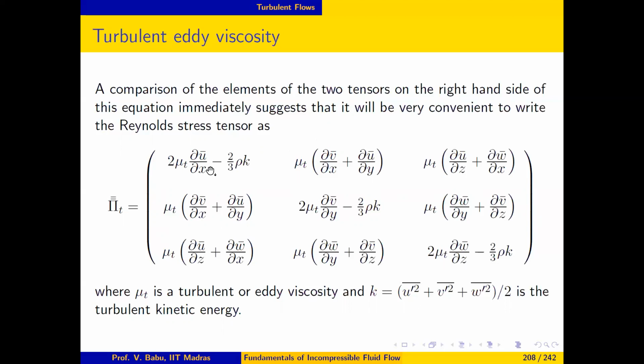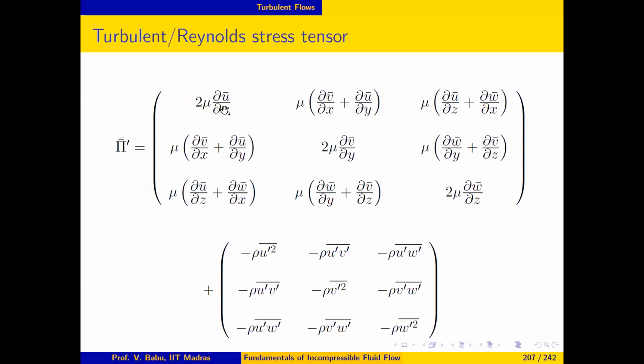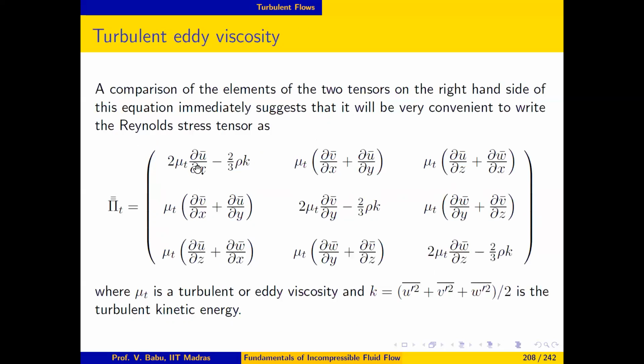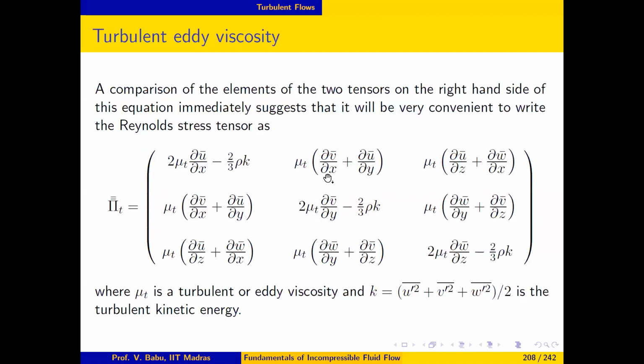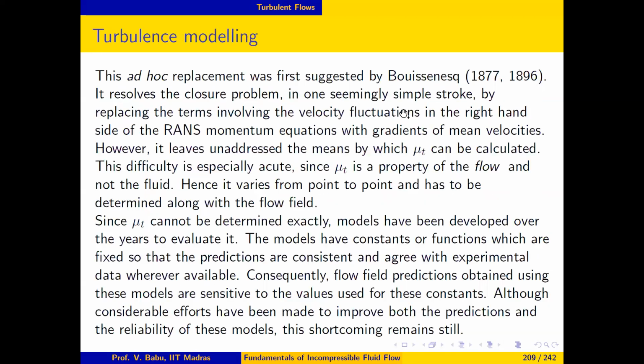Okay. Notice that the diagonal terms alone look slightly different from this. They are not exactly equal to 2 mu t times partial u bar partial x, for instance. This term is also required to make the equations consistent. So replacing each one of these terms with a term like this is called the Boussinesq hypothesis. And the only problem is that this replacement is ad hoc, and it was suggested by Boussinesq way back.